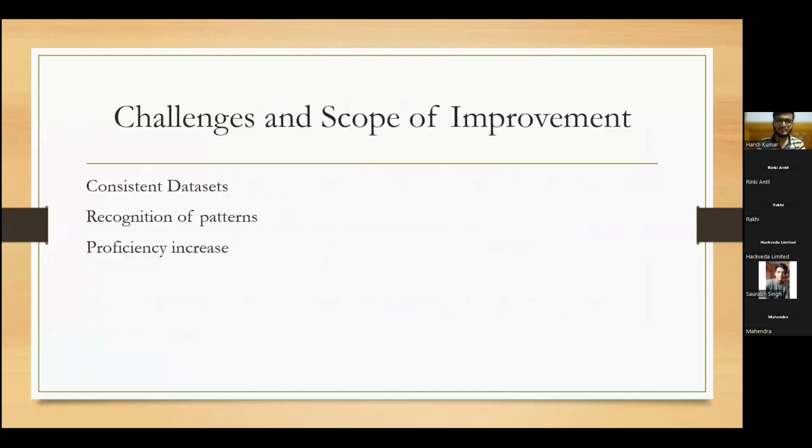Now the challenges and scope of improvement. There are many websites which provide false or inconsistent data. So one of the challenges is to have correct and consistent data. Otherwise, we have to filter or modify the data, which is known as data mining. But we aren't doing that here because we have correct data.